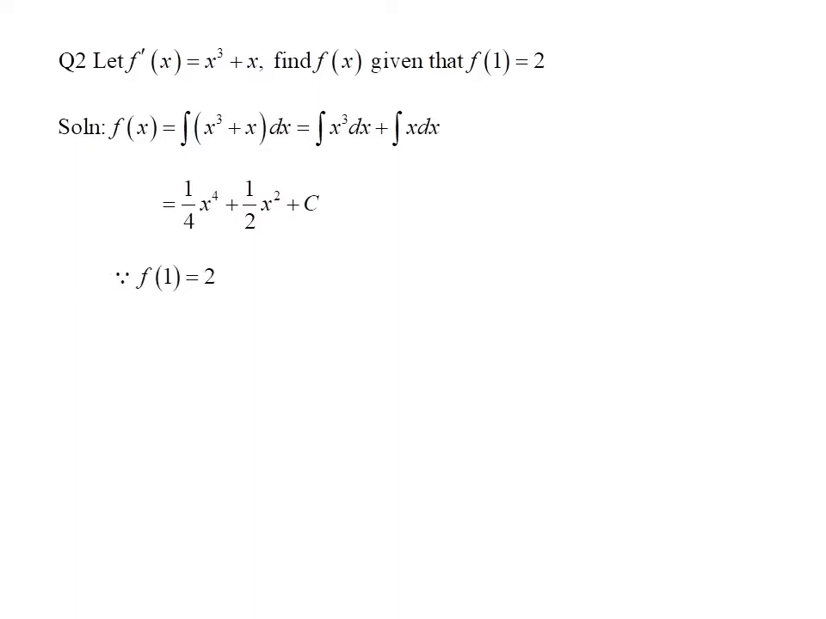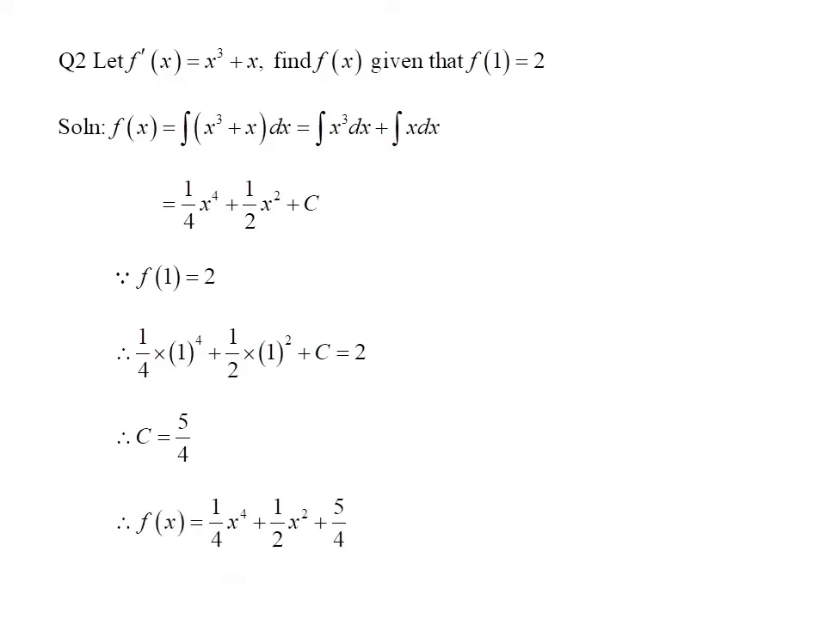The next step is to determine the value of constant c based on the given condition f of 1 equals 2. Hence, 1 over 4 times 1 to the 4th plus 1 over 2 times 1 squared plus c equals 2, which gives c equals 5 over 4. So f of x equals x to the 4th over 4 plus x squared over 2 plus 5 over 4.